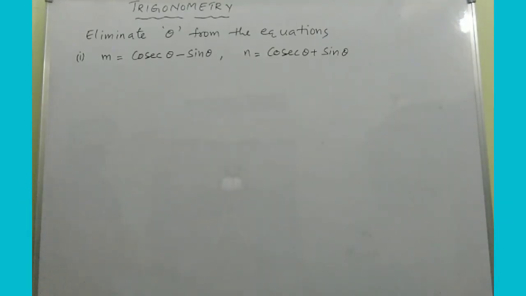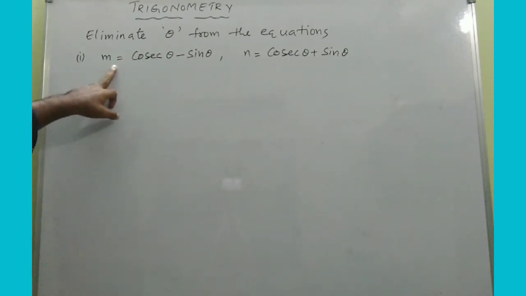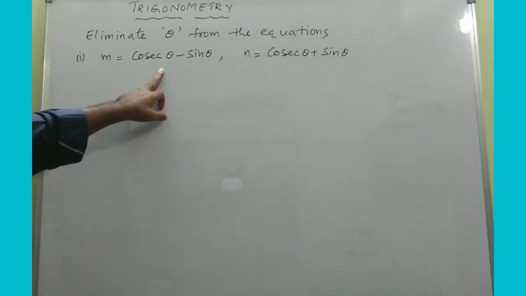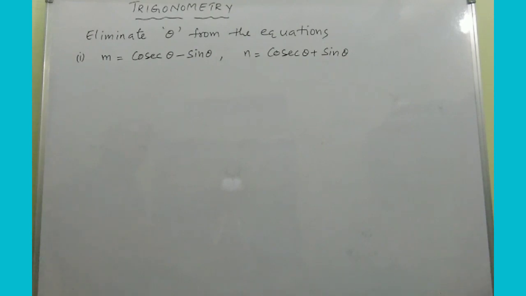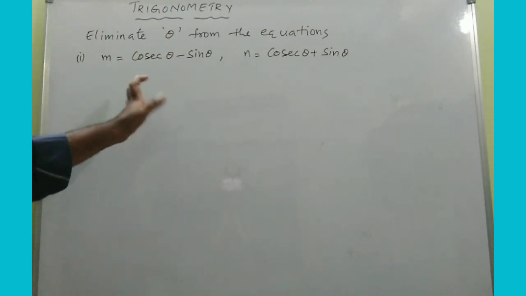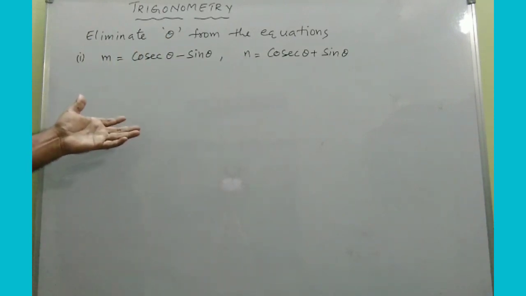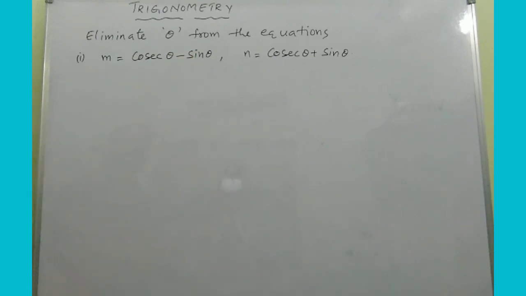So coming to question number 1, that is model number 1. Eliminate theta from the equations. Provided here, m is equal to cosecant theta minus sin theta, n is equal to cosecant theta plus sin theta. Okay, so you know what is meant by eliminating theta. So we should write an equation or a relationship between m and n which does not contain theta.